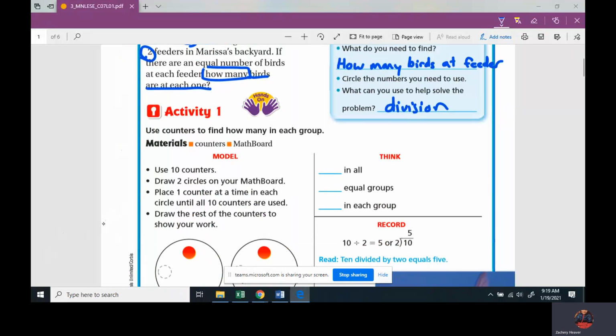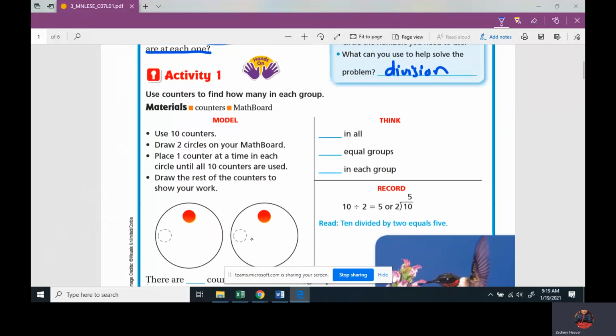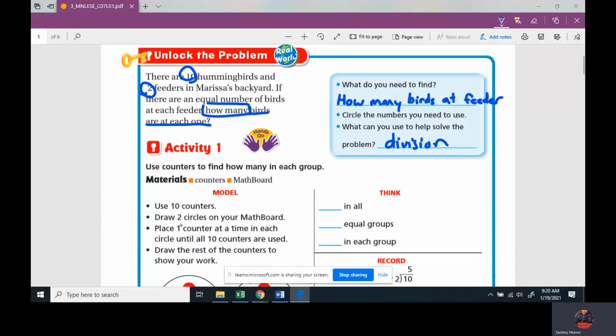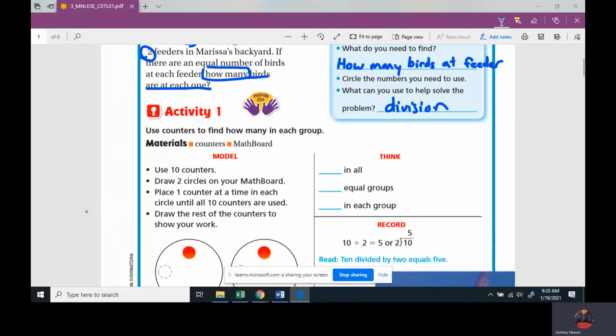Okay, the next thing we're going to do, we're going to use our math boards, which I'm going to have you get out in a second. It says use 10 counters and draw 2 circles on your math board. Why would we draw 2 circles? What do these 2 circles stand for? The 2 bird feeders, yes. What would the 10 counters stand for? The 10 hummingbirds.